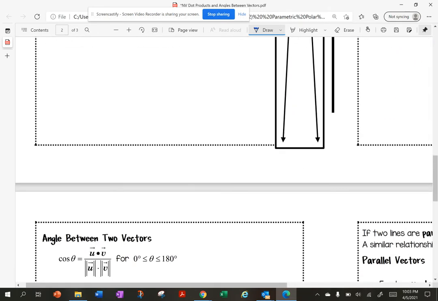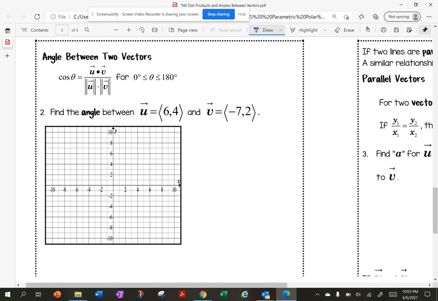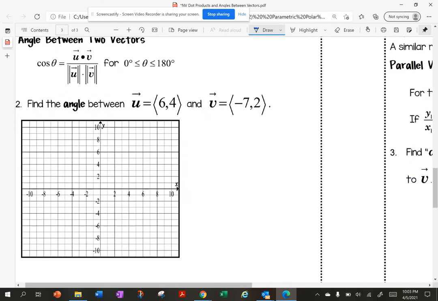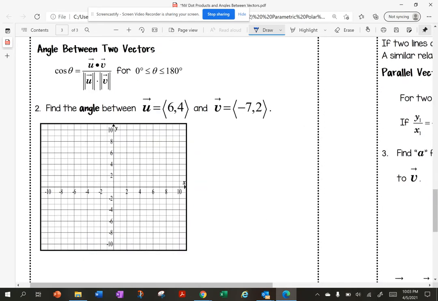All right, I want to find the angle between two vectors. And my angle should be between 0 and 180 degrees. So to find the angle, I'm going to take the cosine inverse of the dot product divided by the magnitude of each vector.